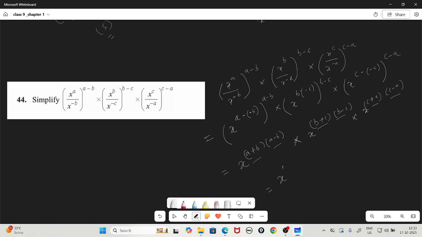Okay, I'll do one more step. So a square minus b square, multiplied by x to the power b square minus c square, multiplied by x to the power c square minus a square. Now when the base is same and it is multiplication, the powers are added. So we'll add it: a square minus b square plus b square minus c square plus c square minus a square. b square cancels out, c square cancels out, a square also cancels out. So what is remaining? It is x raised to the power 0, not 1. Remember, anything raised to the power 0 is 1. So your answer will be 1.